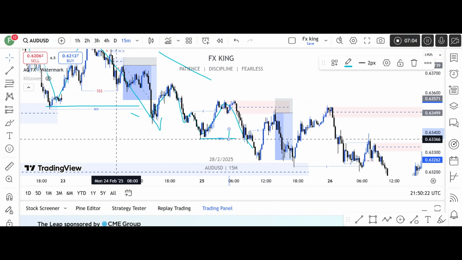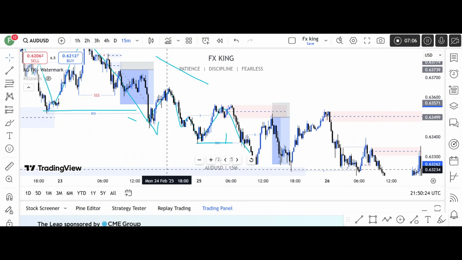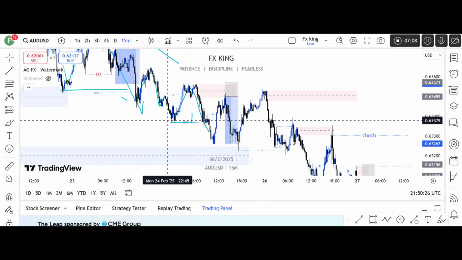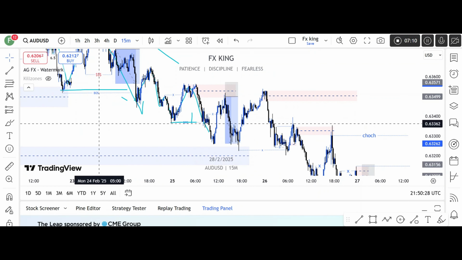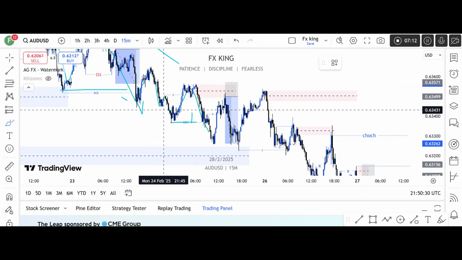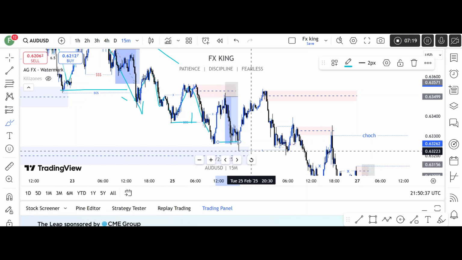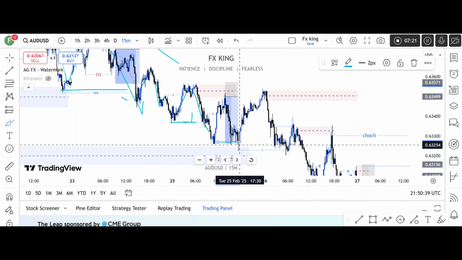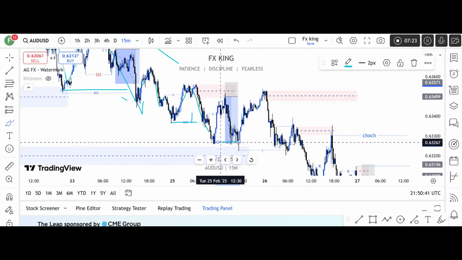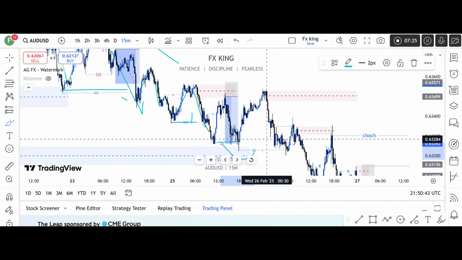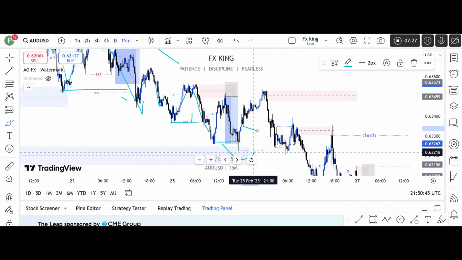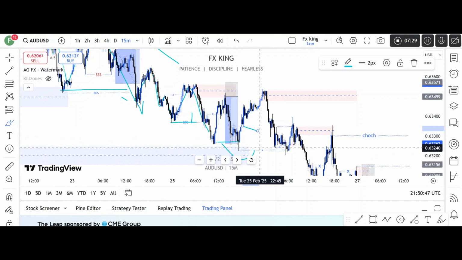So after this break of structure here, we get another break of structure. Now, this break of structure is very important because initially it did not close. Personally, I don't take candle wicks for a break of structure. So I had to transfer this break of structure to this zone here. I do a transfer like this. That's why I map out this zone here.